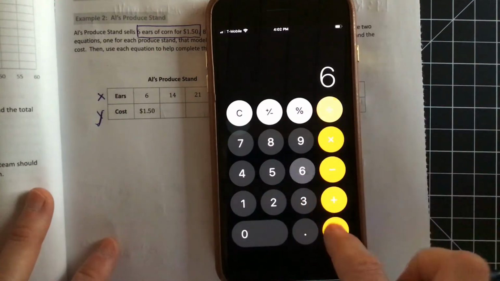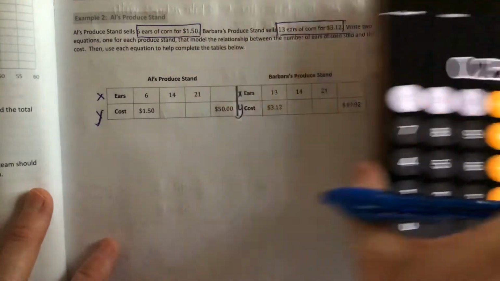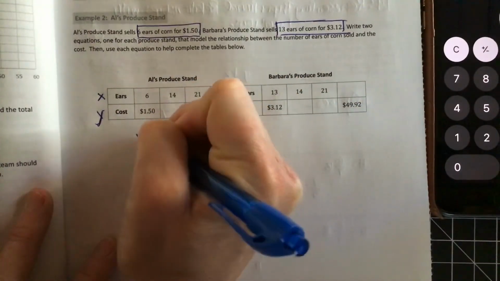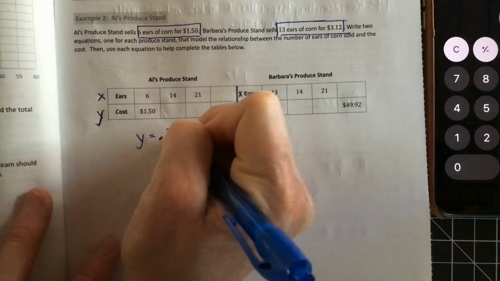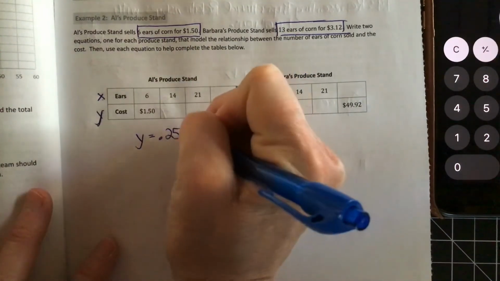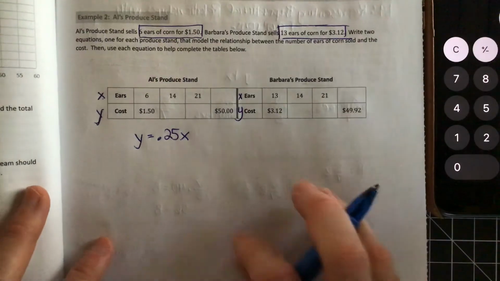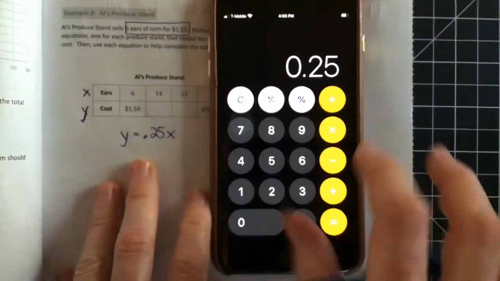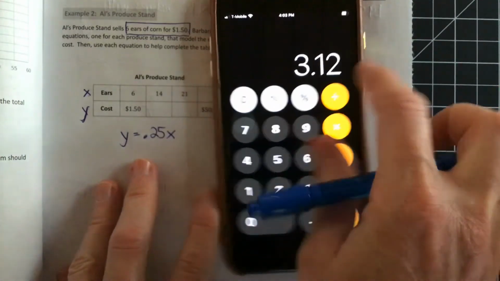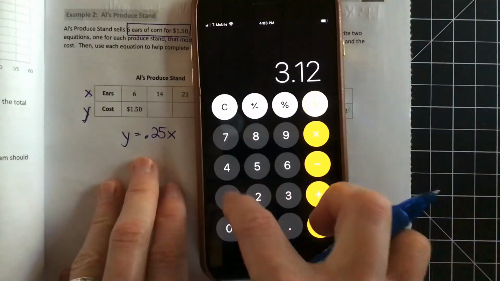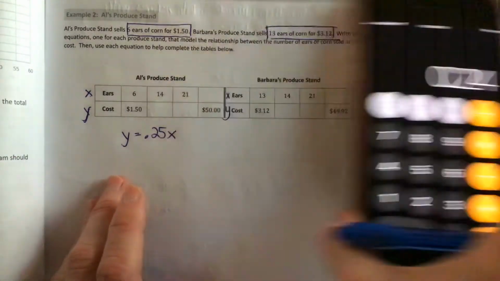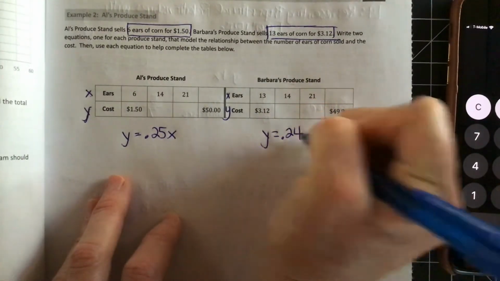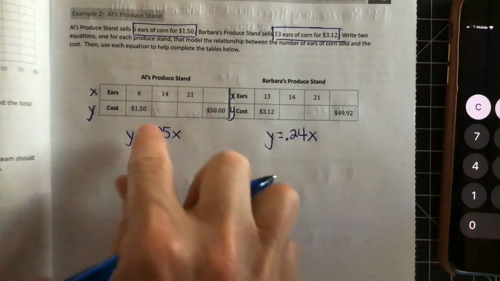$1.50 divided by 6 is 25 cents. So over here, our equation is going to be Y equals 25 cents times each ear of corn. 1 ear is 25 cents, a quarter. Okay, over here, it's going to be 3.12 divided by 13, which is 24 cents. So Y equals 24 cents times X.